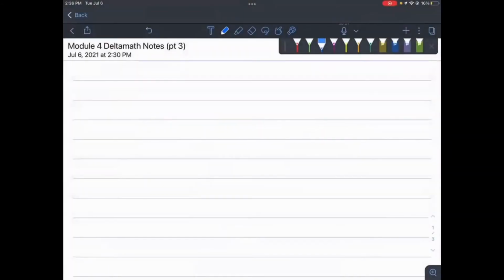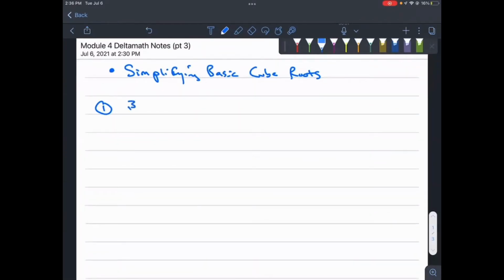Okay, Deltamath part 3 for module 4. Going to start off with simplifying basic cube roots. So first example we'll look at is the cube root of 125.